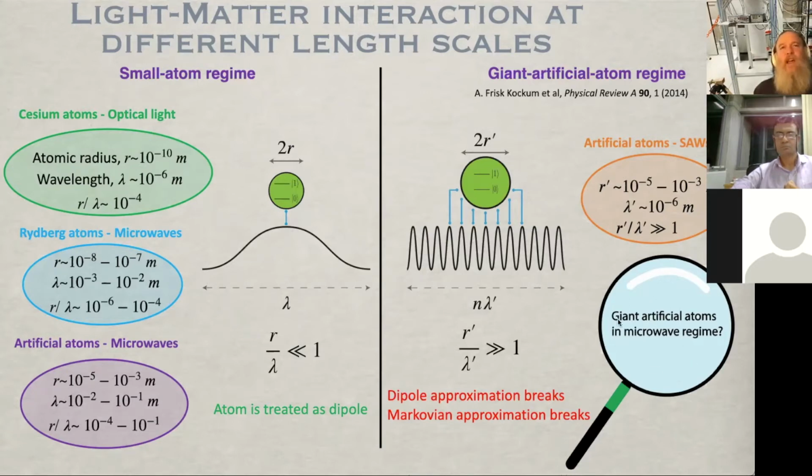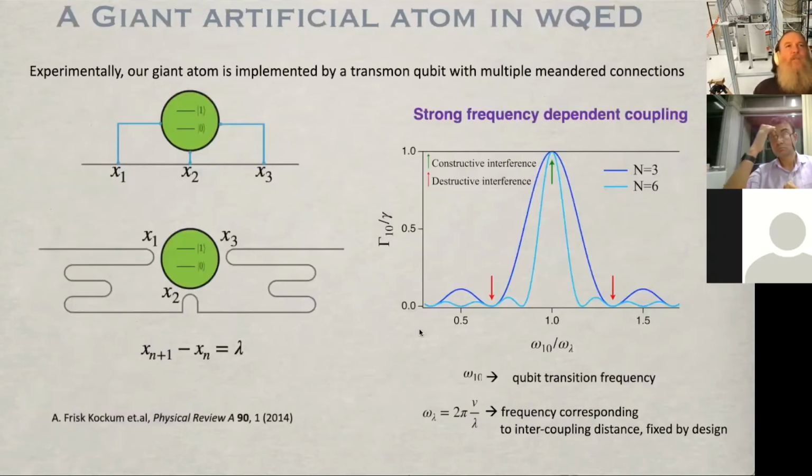But we asked the question, or really Anton Frisk Kockum at Chalmers, who did some of the SAW work, also had a clever idea how we might be able to do this in the microwave regime. So our transmon qubits are typically hundreds of microns in size, and the wavelengths of the microwaves that we're using are about a centimeter. So they're still in this small atom regime. But Anton had a clever idea about how we might be able to make an effective giant artificial atom in a waveguide QED system.